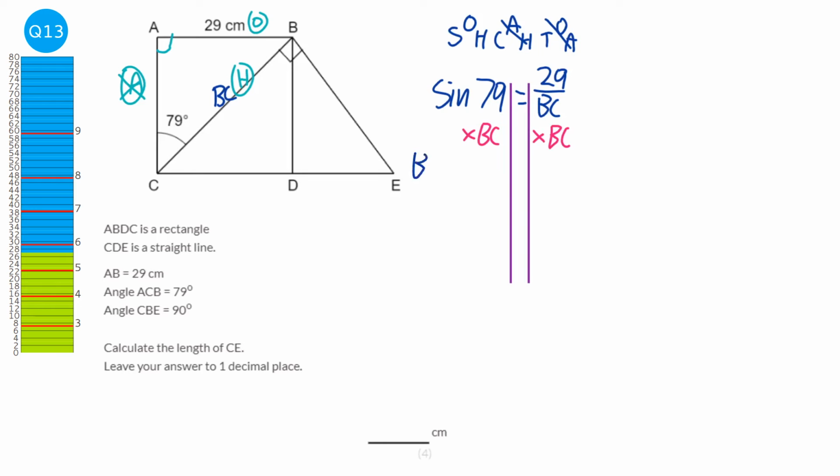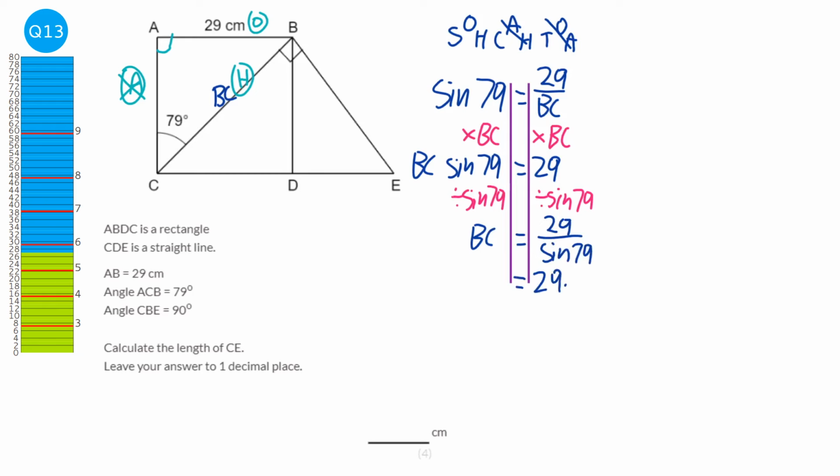So we end up with BC sine 79 equals 29. And we're just going to divide both sides by sine 79. Just a bit of rearranging. So BC will be 29 over sine 79. And when you do that on the calculator, you get 29.542, blah, blah, blah.